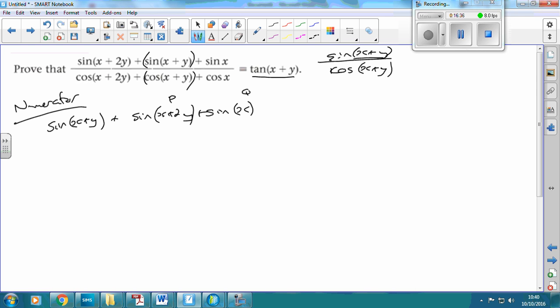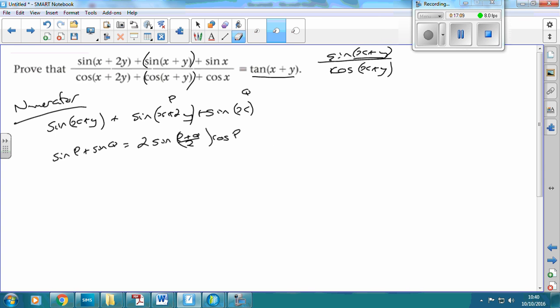Now we know that sine of p plus sine of q equals 2 cos. Oh no, sorry, it's 2 sine, isn't it? 2 sine of p plus q over 2, cos of p minus q over 2. So let's use that for this thing here.